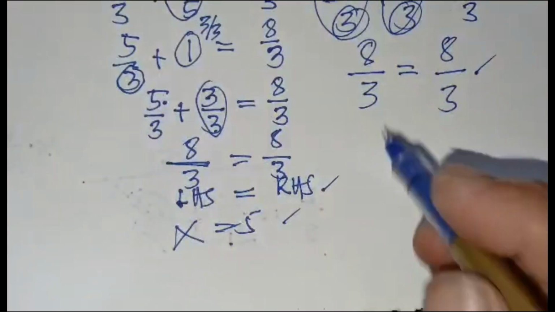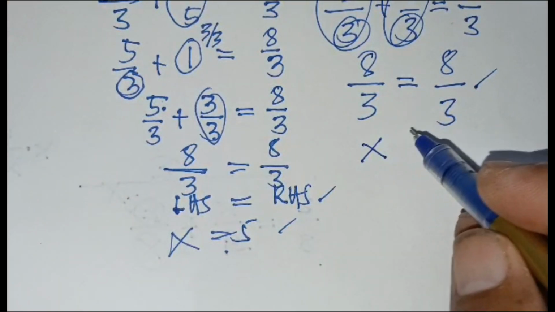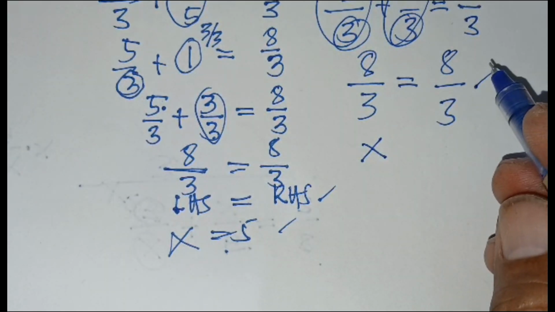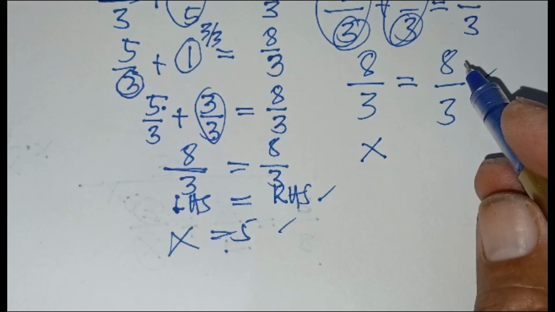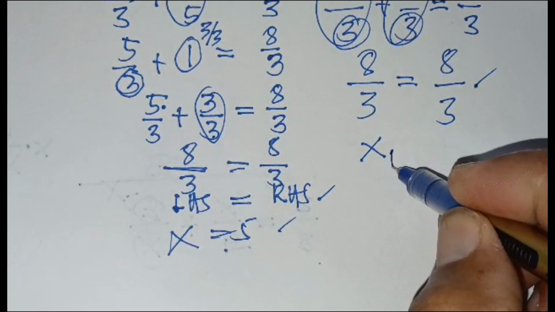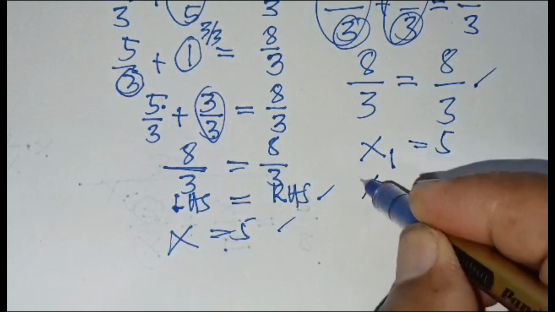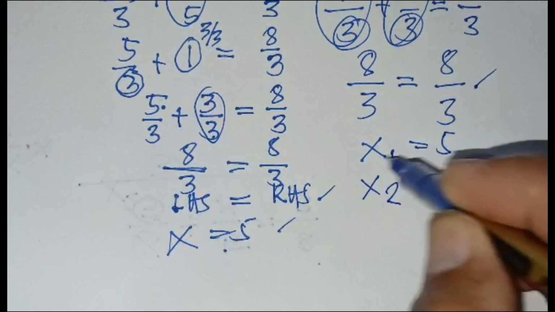Therefore, we can say the solutions of the equation x over 3 plus 5 over x is equal to 8 over 3 are 5 and 3.